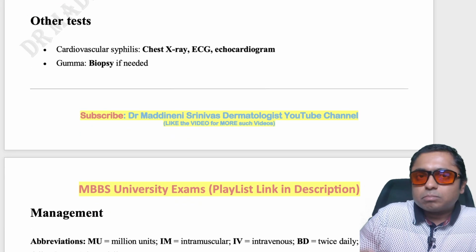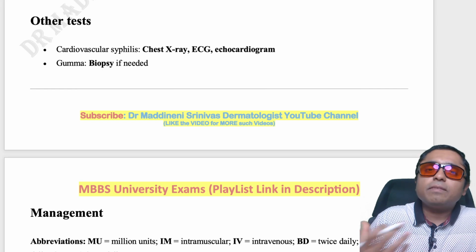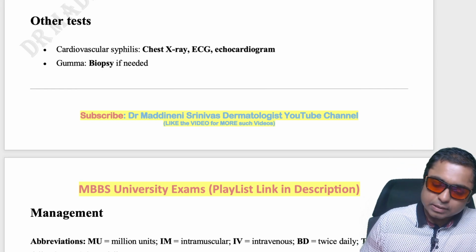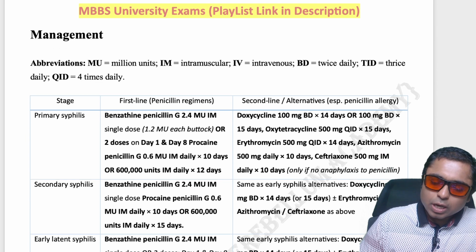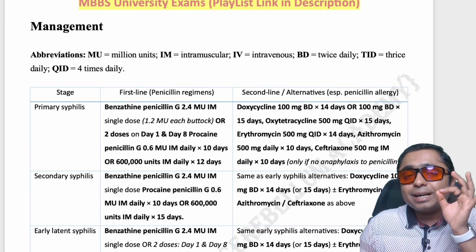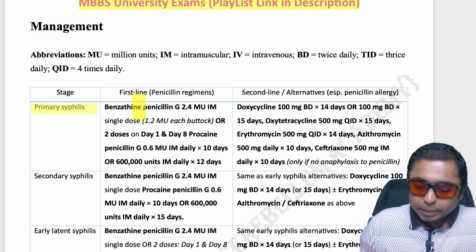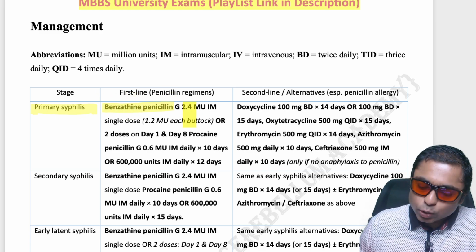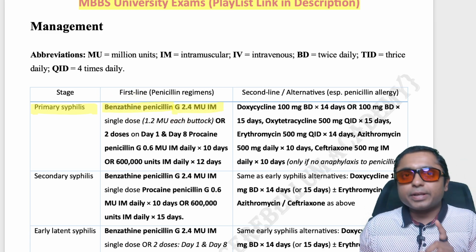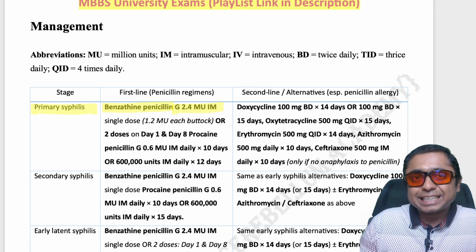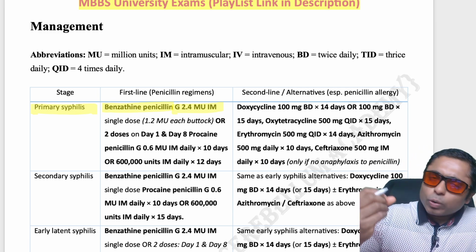The other tests, chest X-ray, ECG, are to identify whether the patient is having severe syphilis. So otherwise we need not do that. So coming to the management, the important medication name which you have to remember is benzathine penicillin. Benzathine penicillin in the dosage of 2.4 million units is going to be given, 1.2 into the right and 1.2 into the left buttock, as an IM injection only once.